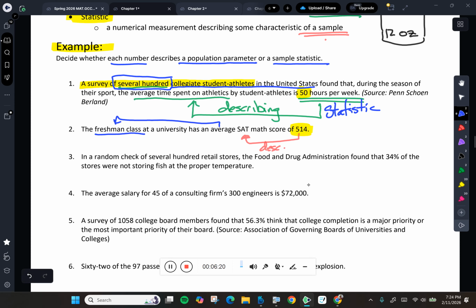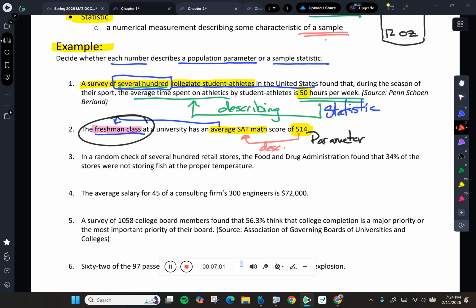I'm reading this to be everybody in the freshman class. And if it's everybody in the freshman class, then that 514 is describing an average SAT score for an entire population. So our 514 here would be a parameter, because it is a number describing the average SAT score for everybody in the freshman class. And that everybody part of it is what makes it a population. All right. Moving on, number 3.